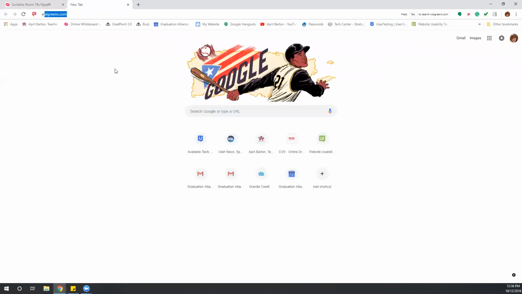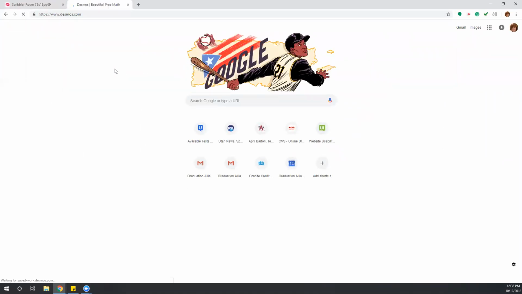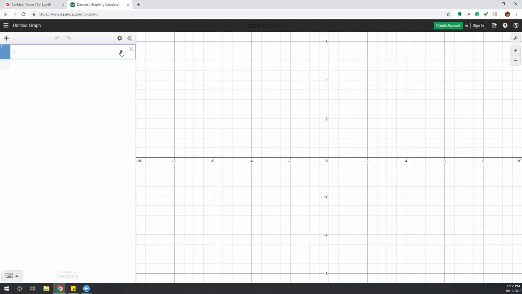I'm going to show you this Desmos calculator in action. You guys should be able to look at my screen. Let me know if there's any issue with that. It should be actually showing you the calculator right now.